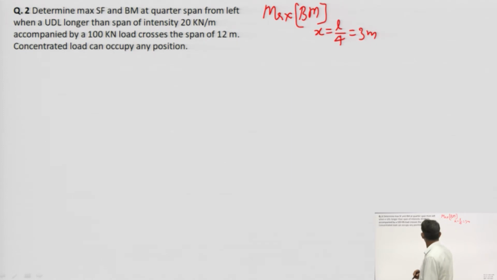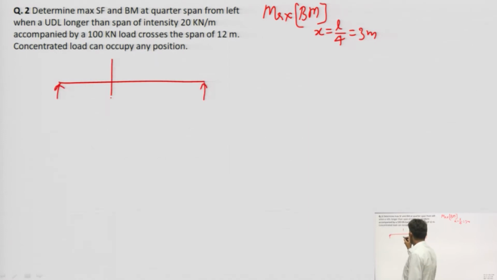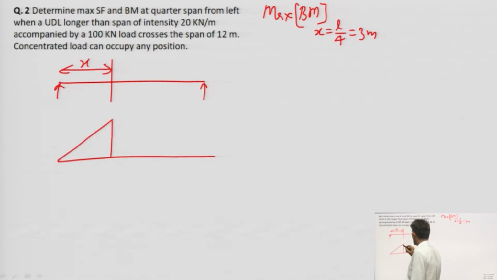So, let us calculate it. What will be the step? The first step is to make the IL for this beam at section X. The IL for bending moment will have an ordinate. If this is x, then what will be that value? x into L minus x by L.